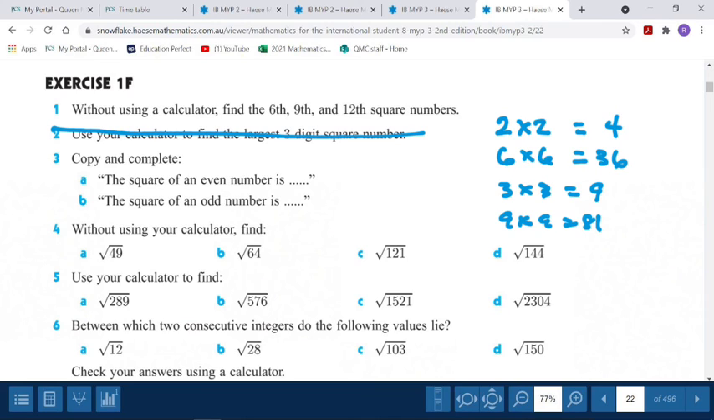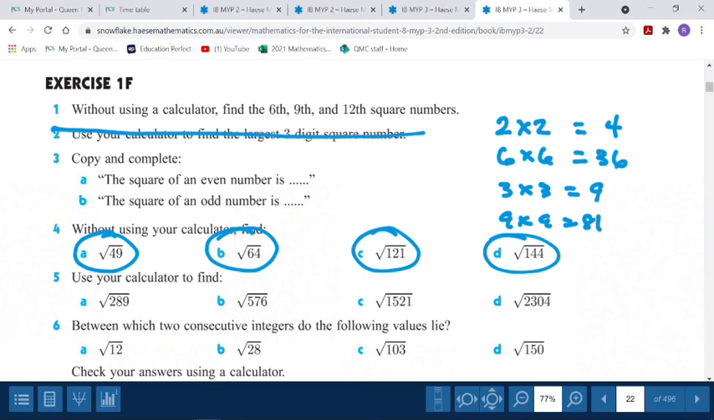Okay? Good. Without your calculator, let's find these numbers. Square root of 49, guys. 7. 7 times 7. Square root of 64. 8. Square root of 121. 11. Square root of 144. 12. You're just going to find out what number times itself. Now, that was pretty speedy. You don't have to be that quick, because some of you don't know that table that well. But you need to get there. Don't worry about 5 with your calculator.